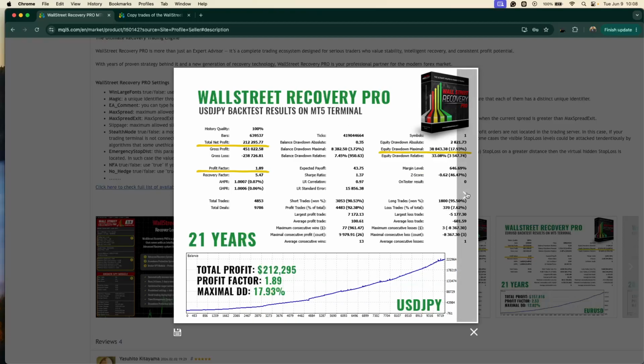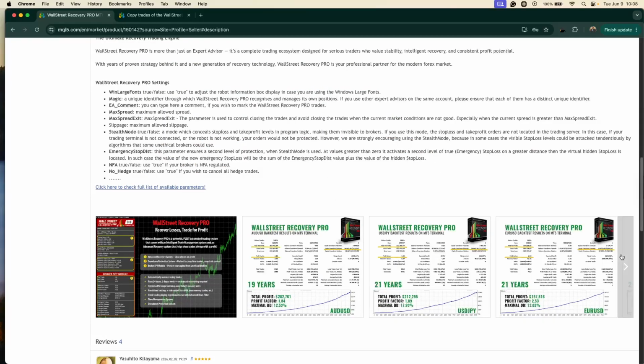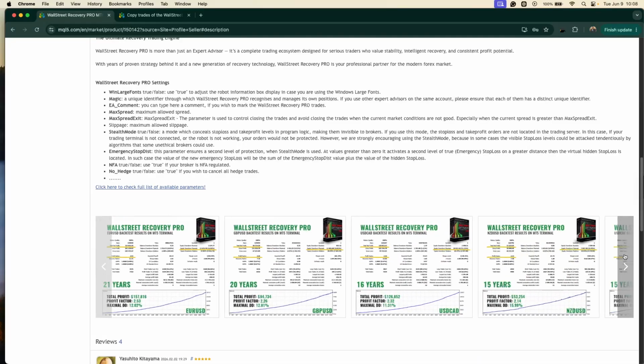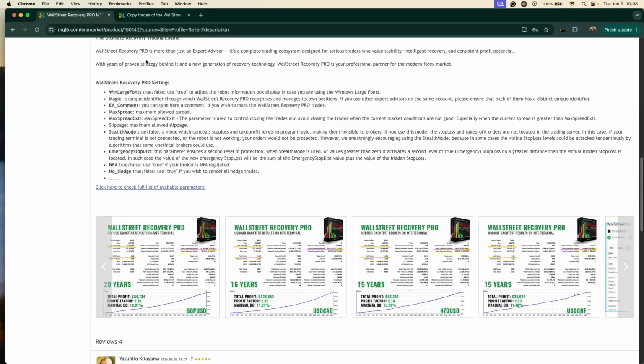They have several other results like the USD/JPY, all of them resulting in profits of over $200,000. And this is the EUR/USD backtest. All this for years, 21 years, 20 years, 16 years. It's a lot of results here, so they are quite transparent about it.